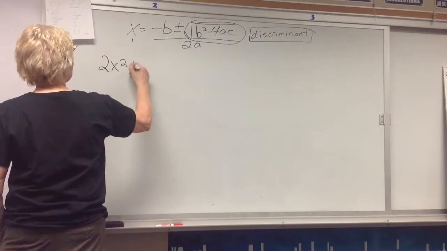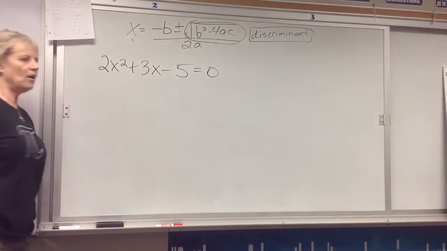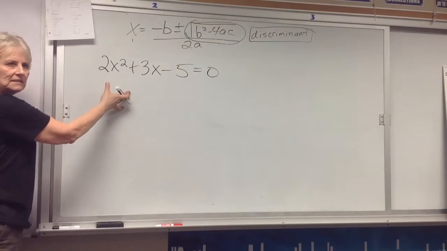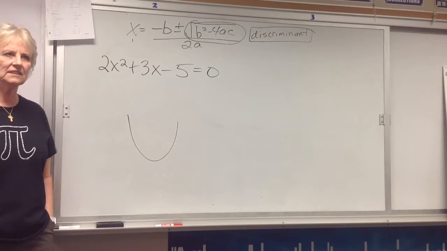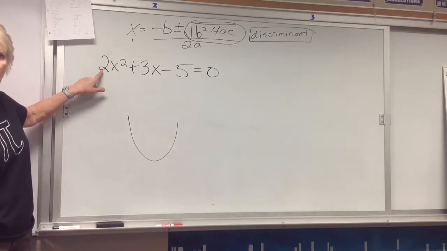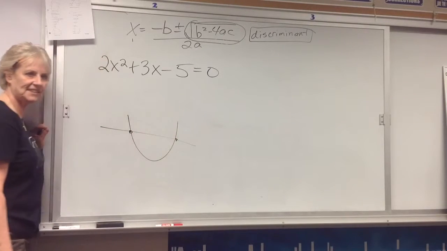2x squared plus 3x minus 5 equals 0. All right, we have a parabola that points upwards. How do I know it points upwards? Because this is positive. We're trying to find where it crosses the x-axis.